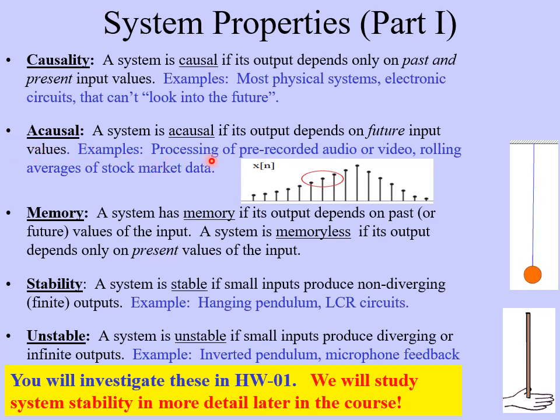If we're processing, for example, pre-recorded audio or video, or if we're going to do a rolling average of stock market data over a long period of time, one of the tricks is that at every given point you remember these data points have already been recorded. If we're going to do some rolling average, we might take this point here and the next 2 points in front of it and average them all together. So in this case, the system would actually be looking ahead in the data stream.